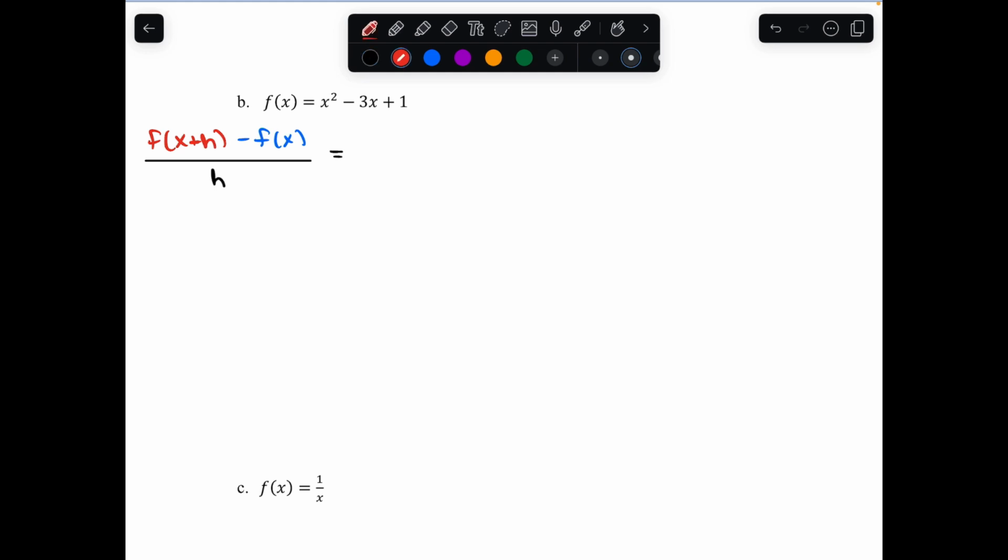So in red, x plus h is my input, so everywhere I see an x in my function, I put x plus h instead. So this becomes x plus h quantity squared minus 3 times x plus h plus 1. Now I'm subtracting f of x, so I'll put a minus sign and then parentheses, and then just rewrite f of x. So x squared minus 3x plus 1. And then all of this is divided by h.